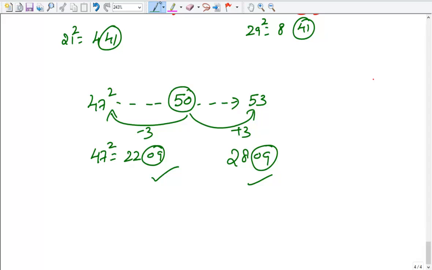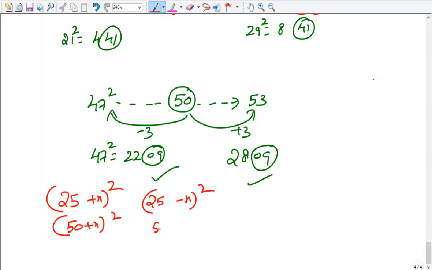So in such a case, we can easily conclude that the deviation taken about 25k, (25k plus x) whole square is same as (25k minus x) whole square, and that's same for 50. You can say instead of k, you can directly say (25 plus x) whole square, (25 minus x) whole square, (50 plus x) whole square, (50 minus x) whole square, (75 plus x) whole square, (75 minus x) whole square. They take the same last two digits.